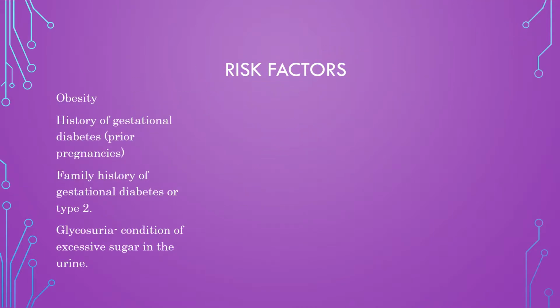Some risk factors: obesity, history of gestational diabetes, prior pregnancies, family history of gestational diabetes or type 2, and glycosuria, a condition of excessive sugar in the urine.